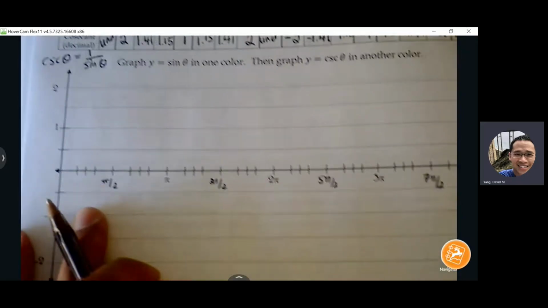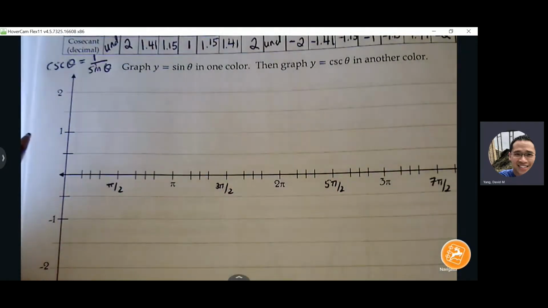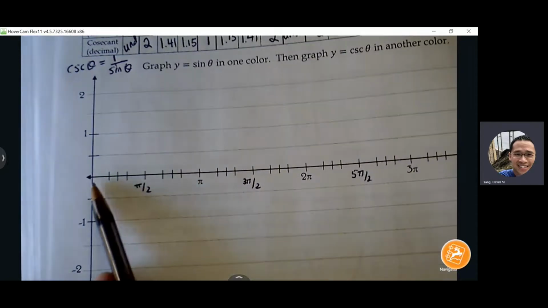But I want us to graph the sine graph in a very faint, either dotted line or a faint color, because the sine graph is not really part of the cosecant graph, but it does provide nice boundaries for us to build the cosecant graph. It makes it a lot easier to graph the cosecant graph, basically. So, all right, what do you know about a sine graph? Starts where?